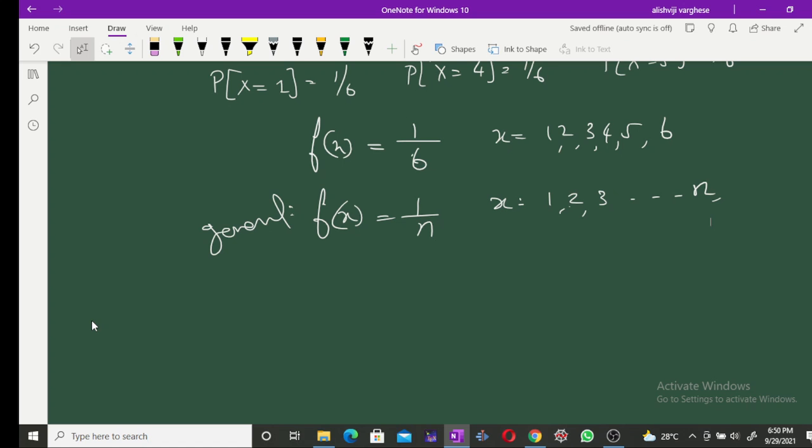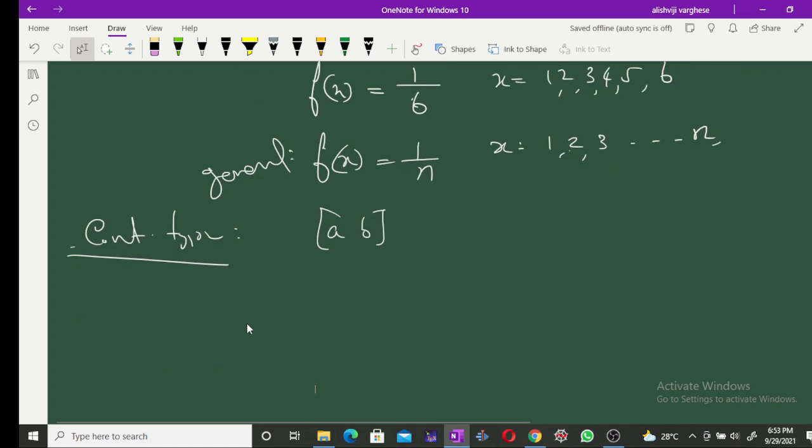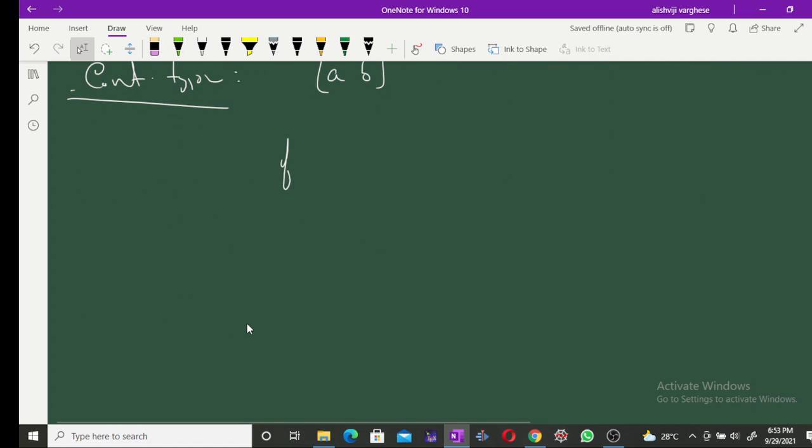And therefore, if we do the same thing about a continuous type random variable, or if our sample space is of continuous type, and if we distribute the probability among all points in say an interval AB, then the probability distribution function is of the form 1 by b minus a, where our random variable takes a value in between a and b.